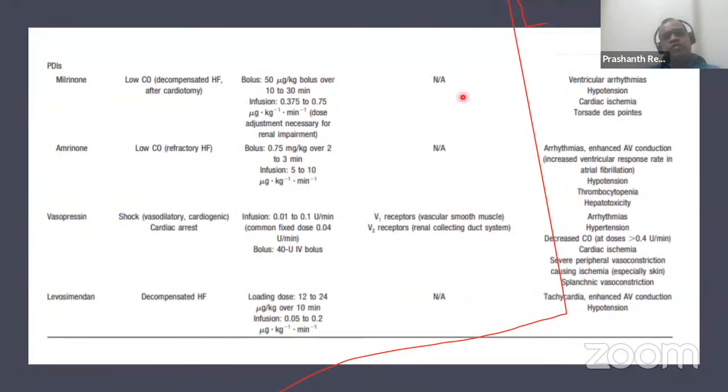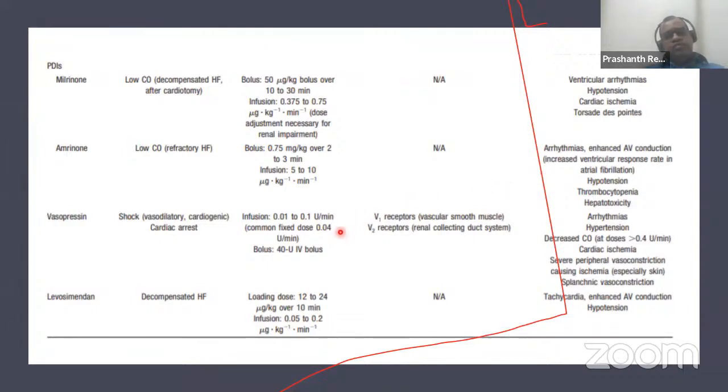Milrinone, amrinone: milrinone is a phosphodiesterase 3 inhibitor. It is usually started at a dose of 50 micrograms per kg bolus given over half an hour. Then we give an infusion of 0.375 to 0.75 micrograms per kg per minute. Amrinone, as I said, we don't use nowadays because it has been shown to cause thrombocytopenia.